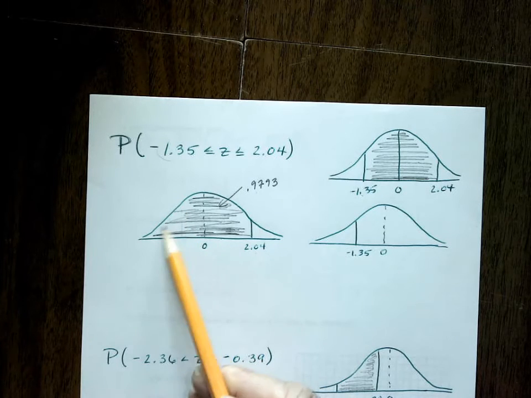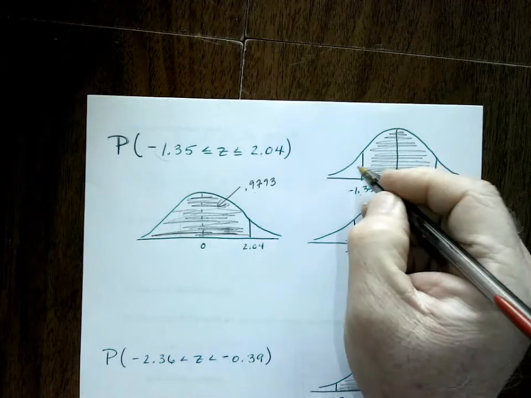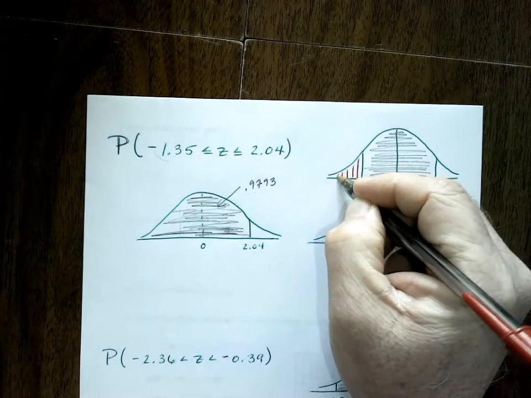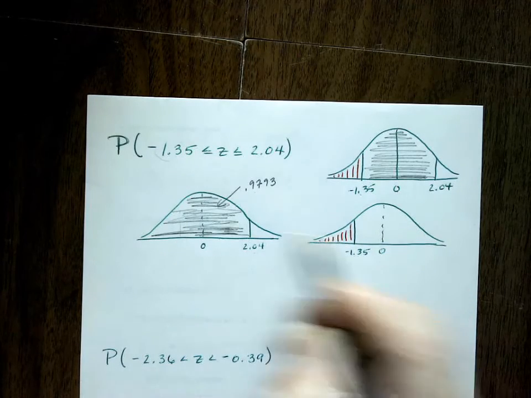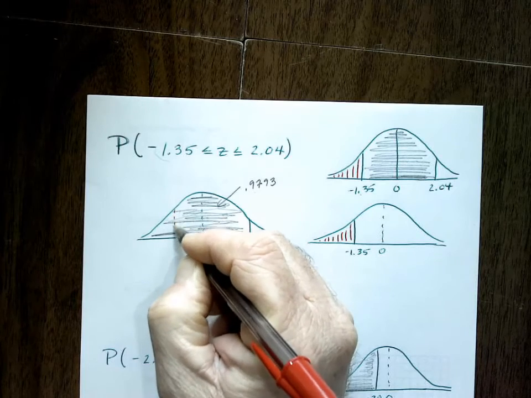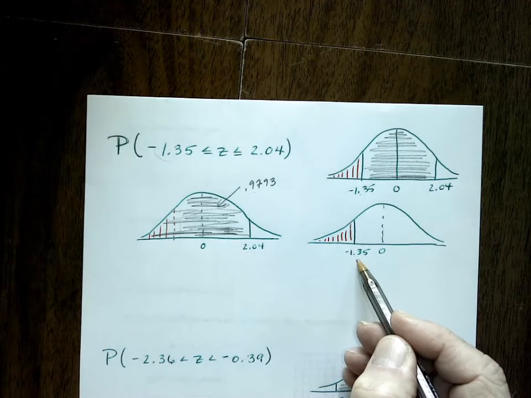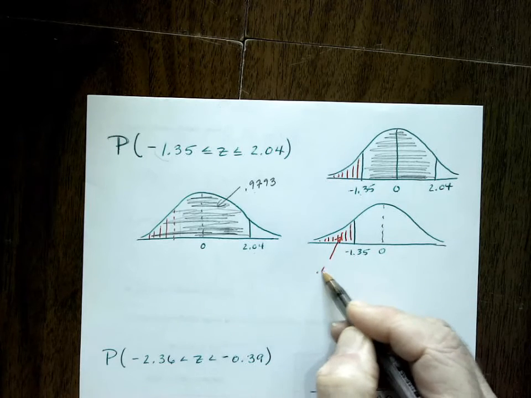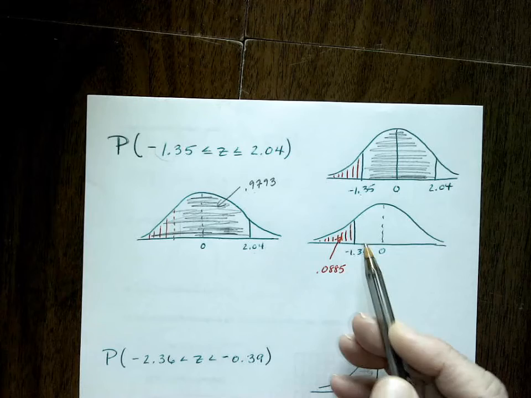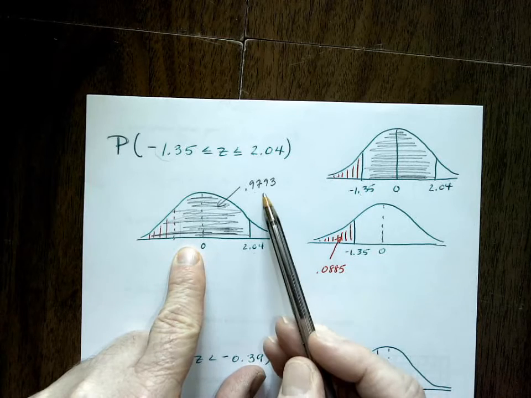There's a piece here that I don't want, which is this piece. If I were color coding, this piece here I don't want. You can see it in this picture. So when I look up negative 1.35, I find this area, and this area is 0.0885, and that's the area that I don't want in this picture. So I need to take that away from this answer.